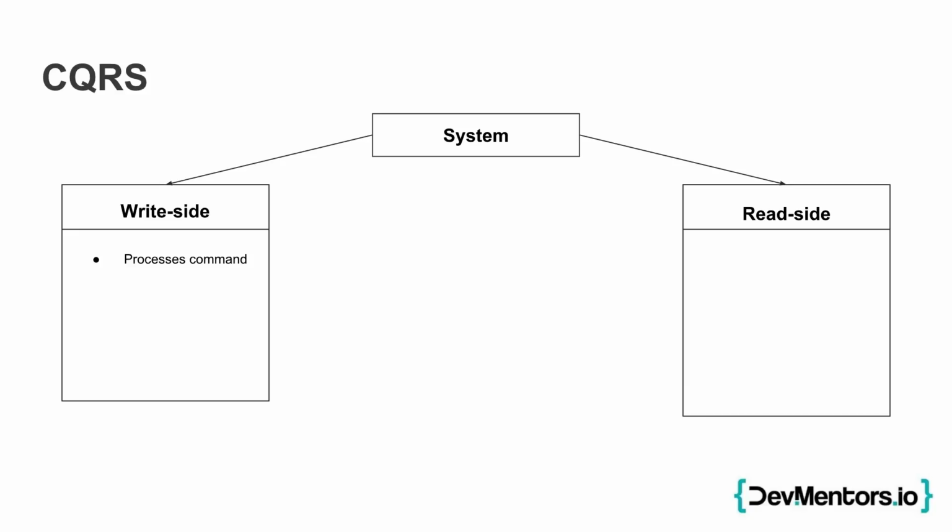So that's CQRS in a nutshell: basically splitting writing to your application from reading. Am I right, or did I miss something?